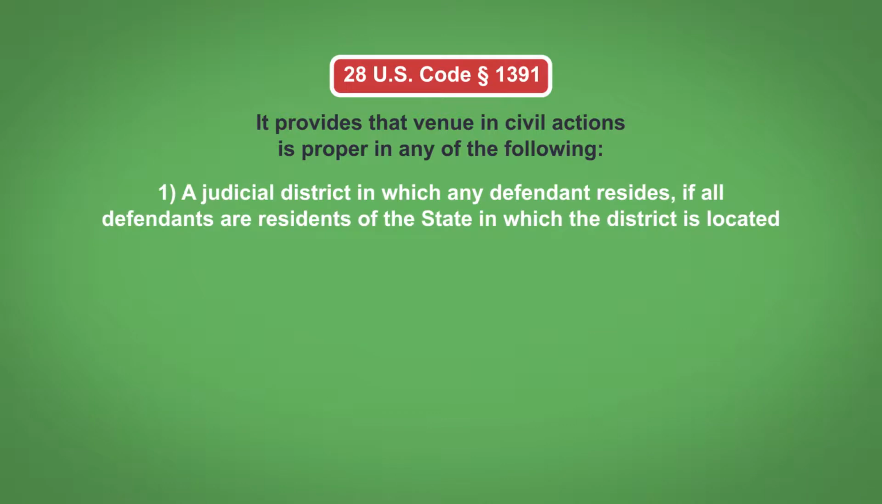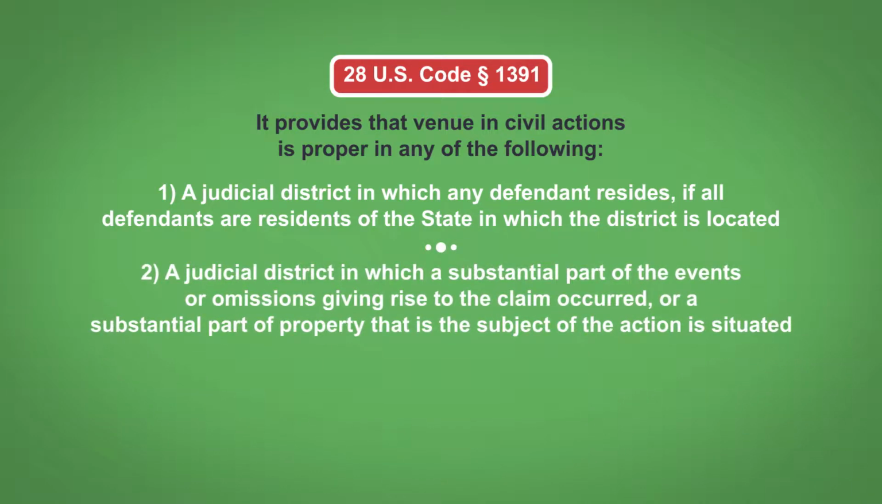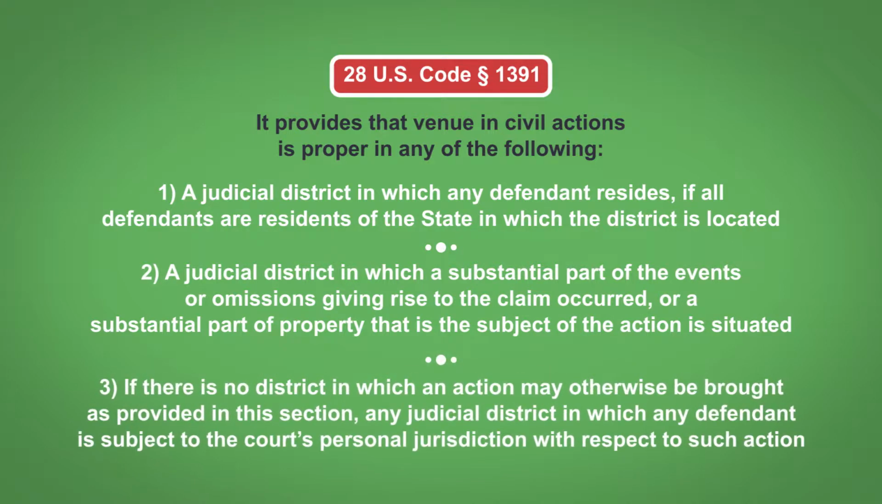1. A judicial district in which any defendant resides if all defendants are residents of the state in which the district is located. 2. A judicial district in which a substantial part of the events or omissions giving rise to the claim occurred, or a substantial part of property that is the subject of the action is situated. Or 3. If there is no district in which an action may otherwise be brought as provided in this section, any judicial district in which any defendant is subject to the court's personal jurisdiction with respect to such action.